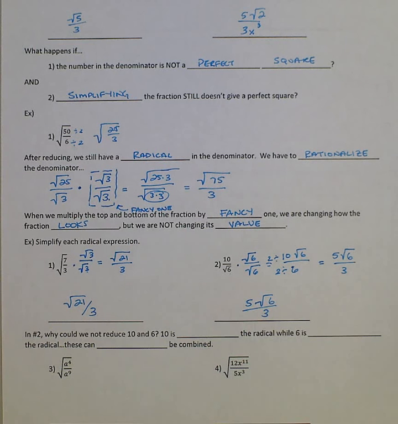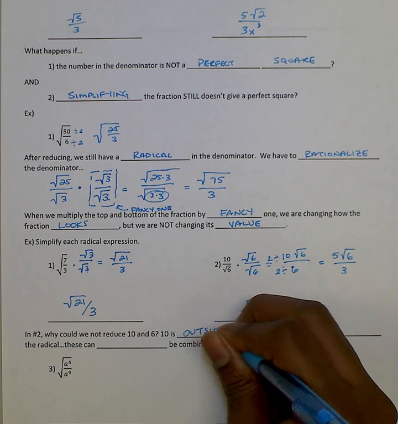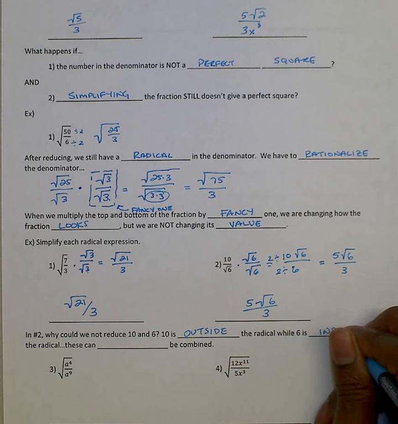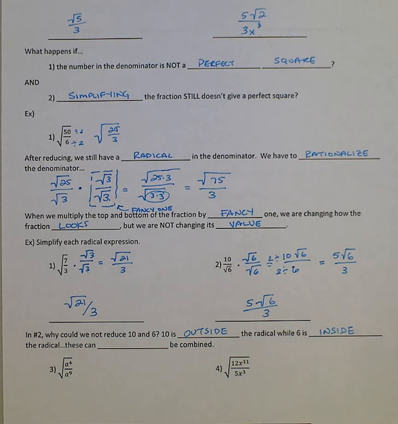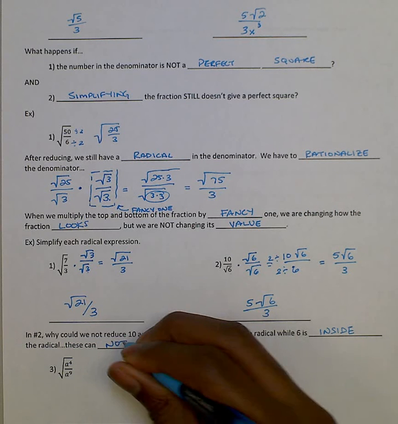Okay. And number 2, why could we not reduce 10 and 6? Because 10 is outside the radical, and 6 is inside the radical. Remember our rule with multiplication and division is inside by inside, outside by outside. Okay? These can never be combined, or cannot be combined, let's just say that.